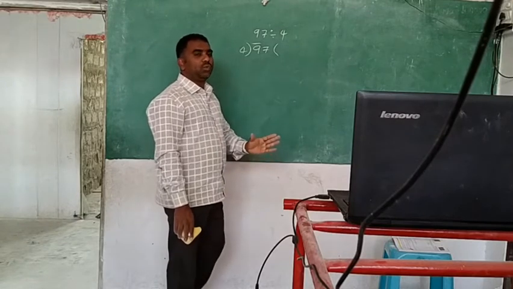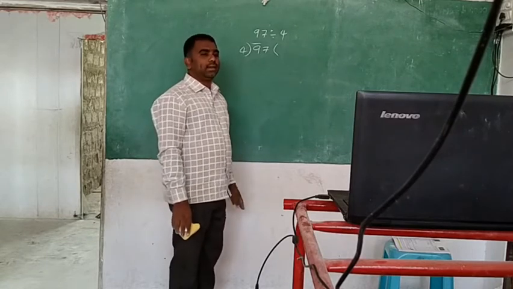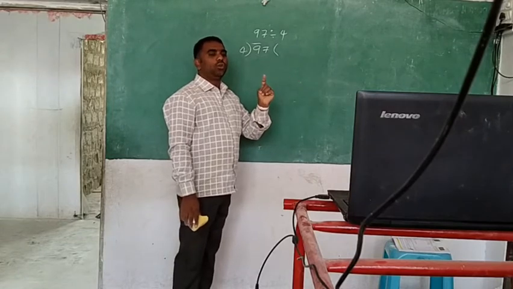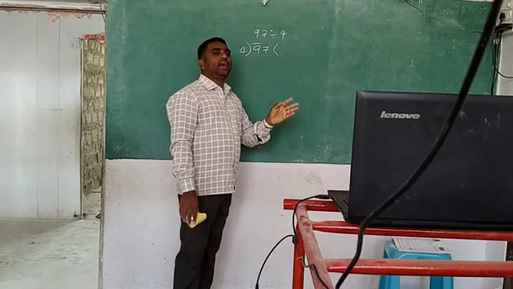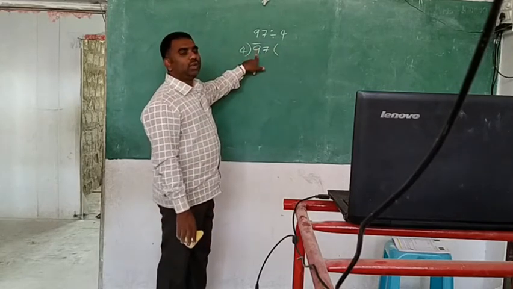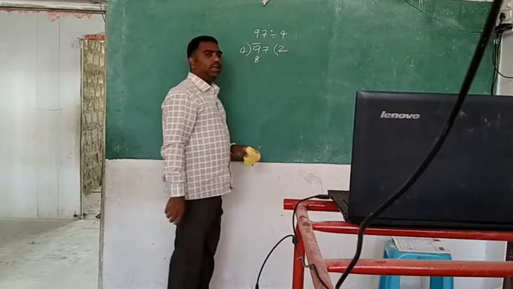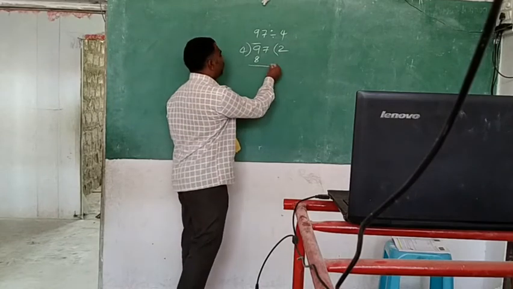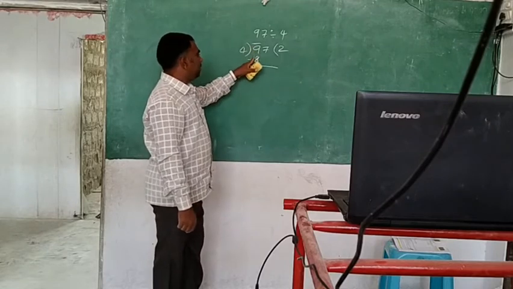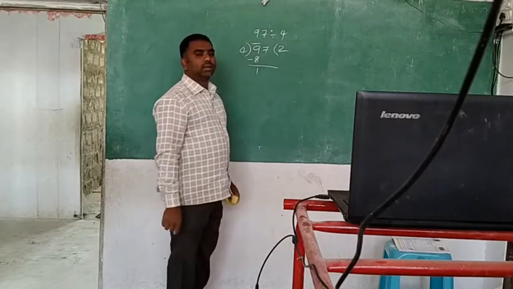Then what did I say to you? When you are not getting 9 directly, just something less you can take. Then you will read the table like this: 4 ones are 4, 4 twos are 8, 4 threes are 12. 12 is bigger than 9. That's why you will take 8. 4 twos are 8 you will take. Then you need to do the subtraction here. So 9 minus 8 will be 1.